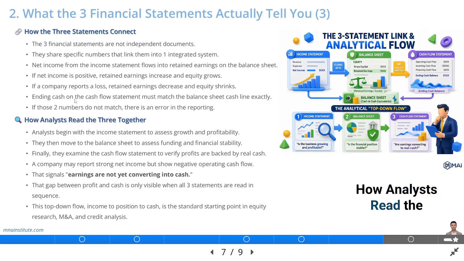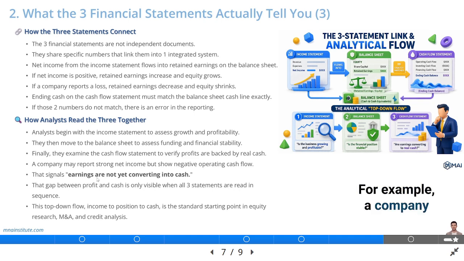How analysts read the three together. Analysts typically begin with the income statement to assess whether the business is growing and generating profit. They then move to the balance sheet to understand how the company is funded and whether its financial position is stable. Finally, they examine the cash flow statement to verify whether reported profits are backed by real cash generation.